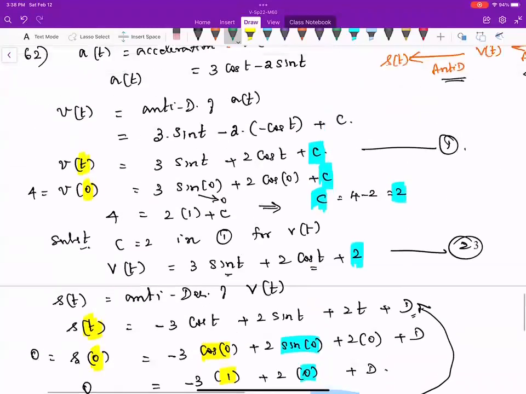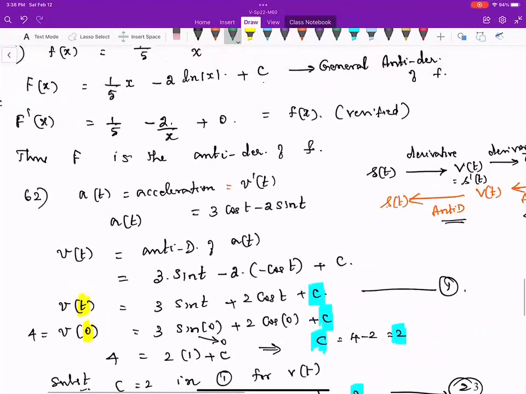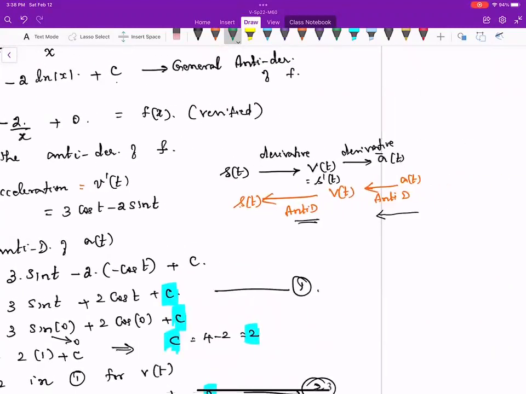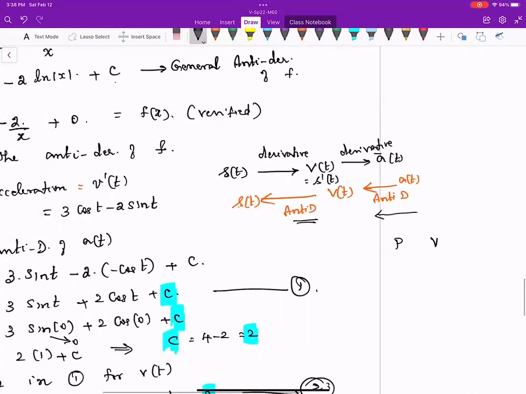So in a particle motion, you should always remember this. If you are going in the direction of position, velocity, acceleration, each time you will do the derivative. If you are going backwards, acceleration, velocity, and position, you will do antiderivative.